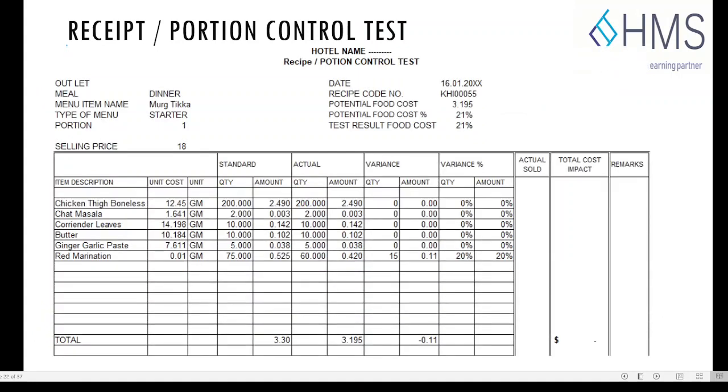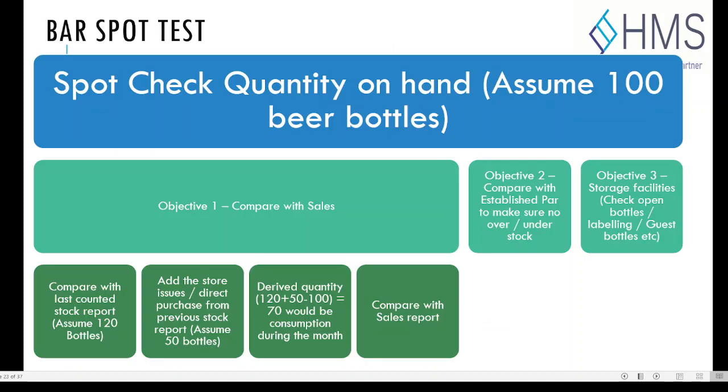Then you have to do the portion control test. Basically, the cost controller has to go into the kitchen, and when they look at the portion produced by the kitchen, they measure what was the agreed portion and what is the actual portion being shown. You have to do it on a spot check basis. You cannot go and inform them that you are going to come and check, right? So that's another test.